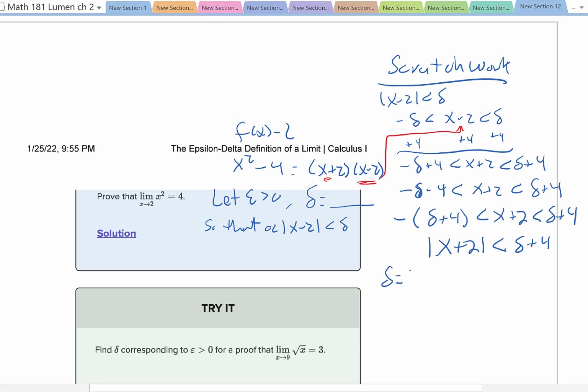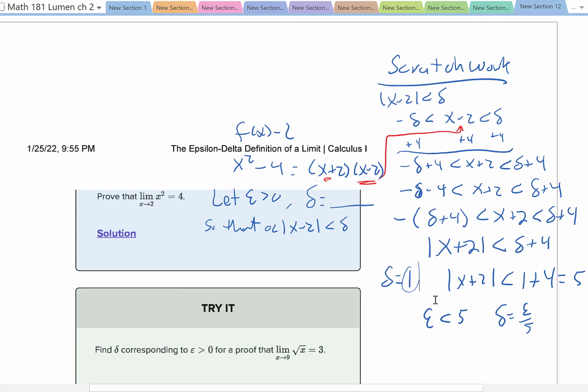So if we set delta, for example, to 1, then we could conclude that the absolute value of x plus 2 is less than 1 plus 4, which is 5. And so that's a factor we can use in terms of our epsilon. So we can say epsilon would be less than 5. And in that case, if our delta is the 1, then our delta would be epsilon over 5 because of this 1 here. So trying to relate this all together.